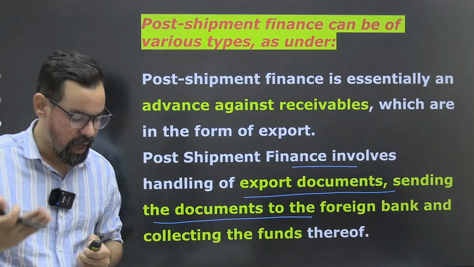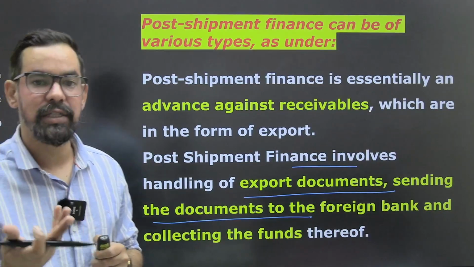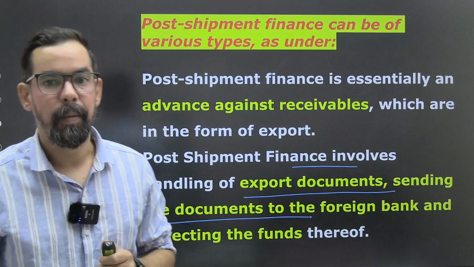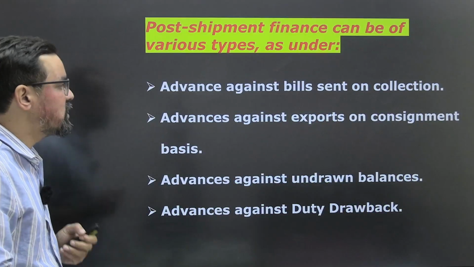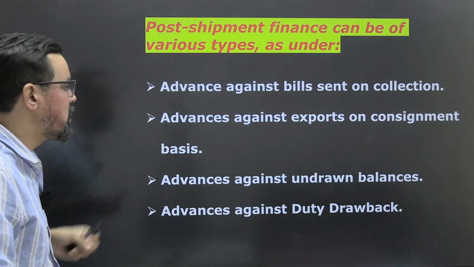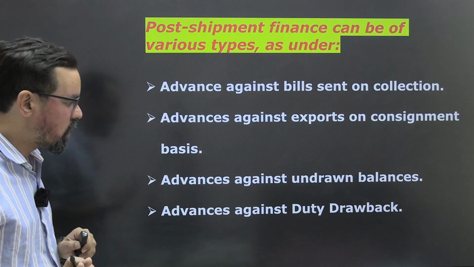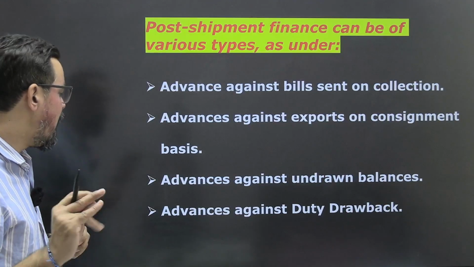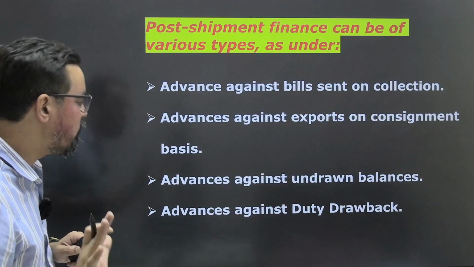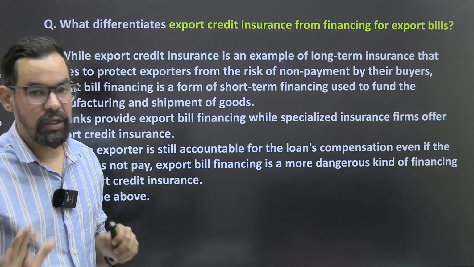Here we have factoring and forfaiting services, which are generally provided by banks nowadays, right? Advances against bills sent on collection, advances against export on consignment basis, advances against drawn balances, undrawn balances, and advances against duty drawback. So these are the areas.